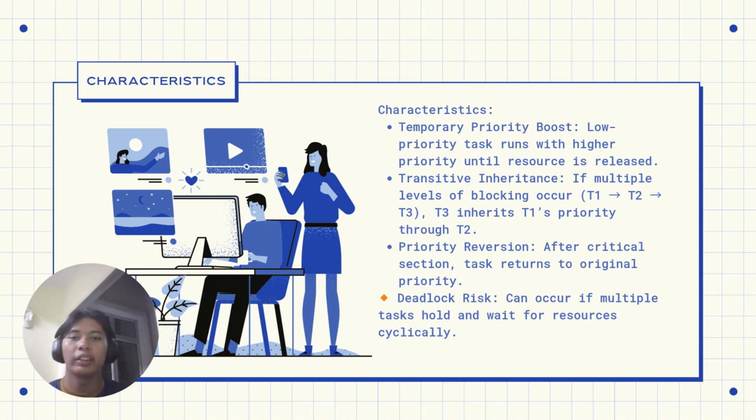So, characteristics. I will use characteristics based on the previous example. The first one is temporary priority boost. A low priority task runs with higher priority until the resource is released. Transitive inheritance: if multiple levels of blocking occur, task 1 has the highest priority, task 2 the second, and the last one is task 3. Task 3 inherits task 1's priority through task 2. For priority reversion, after the critical section is released, the task returns to its original priority. Deadlock could occur if multiple tasks hold and wait for resources.